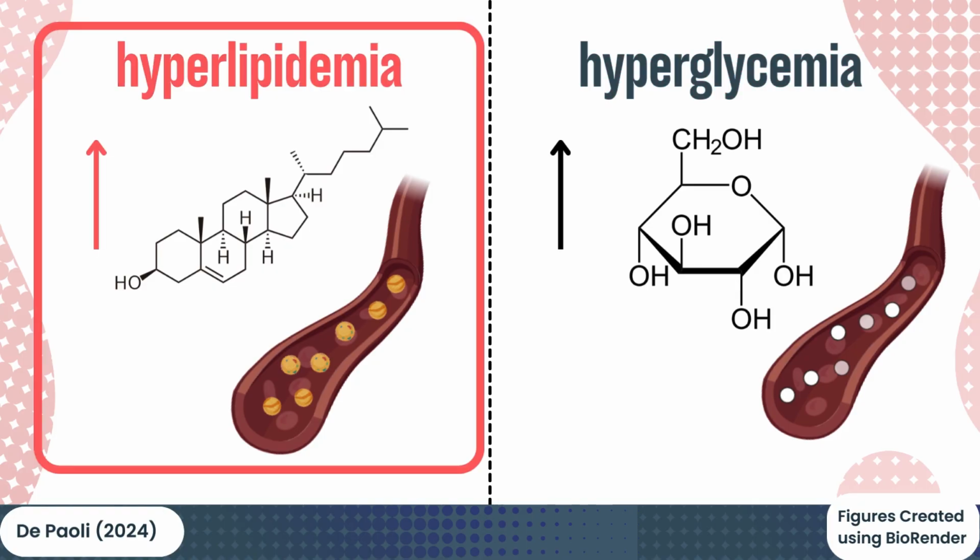In the case of hyperlipidemia, higher amounts of cholesterol take up space in the bloodstream, resulting in lower amounts of plasma or water content in the blood. This lower level of plasma results in pseudohyponatremia.